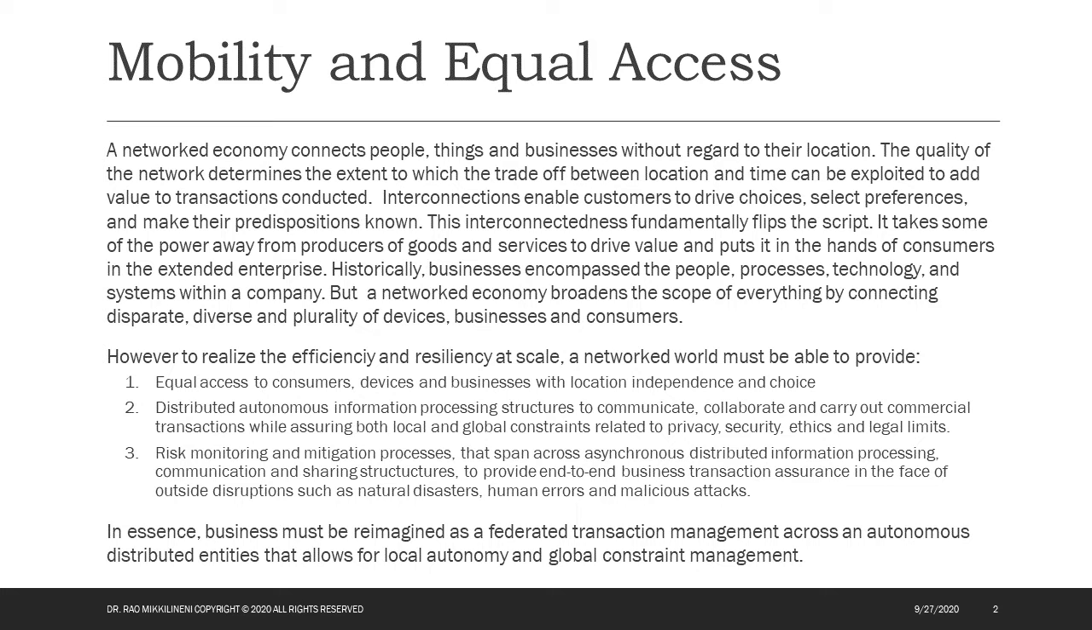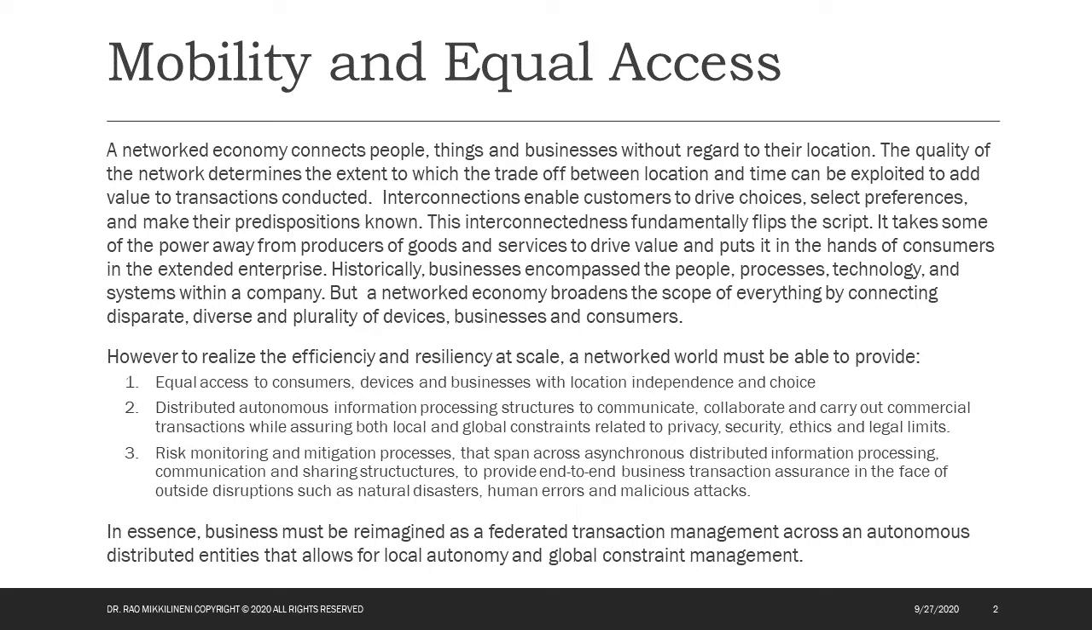Historically, businesses encompass the people, processes, technology, and systems within a company. But a networked economy broadens the scope of everything by connecting disparate, diverse, and plural devices, businesses, and consumers. However, to realize efficiency and resiliency at scale, a networked world must be able to provide: 1. Equal access to consumers, devices, and businesses with location independence and choice. 2. Distributed autonomous information processing structures to communicate, collaborate, and carry out commercial transactions while assuring both local and global constraints related to privacy, security, ethics, and legal limits.